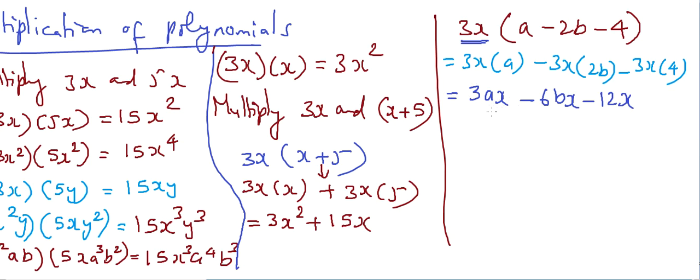Okay, since there are no like terms, we can't simplify further. So you should ensure there are no like terms in the result. Okay, if there are, then we need to simplify further. Suppose it's minus 3x here. So how to multiply this? Say minus 3x into a minus 2b minus 4.